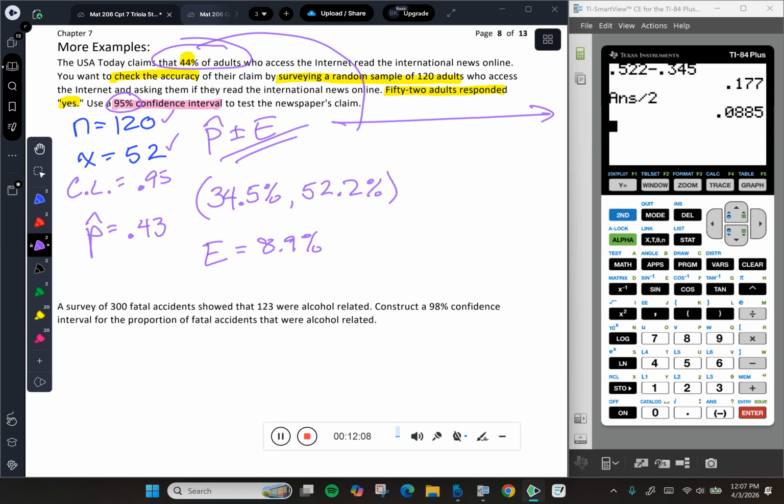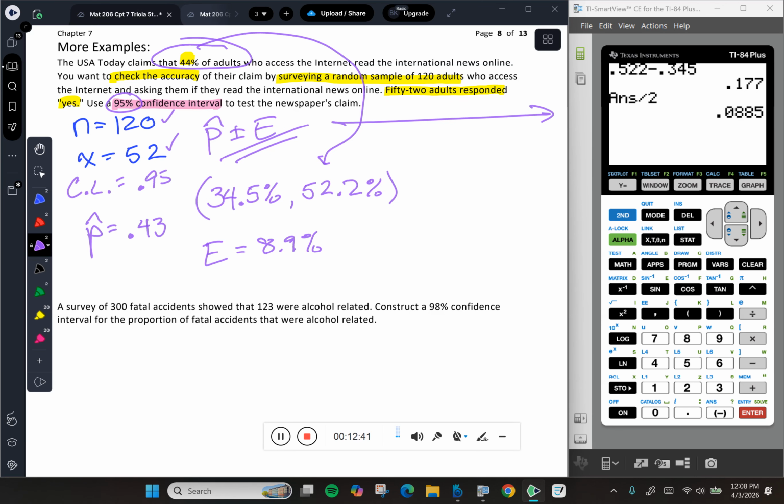Is that 44%? Does our interval capture that? Well, yeah, 44% would be in there. So I'm going to say that, yeah, I think the USA Today's claim is pretty good. I've got a 95% chance that, if 44% is accurate, it's in my interval. My interval contains the value P. So I would say that my data backs it up. I feel pretty good about that.